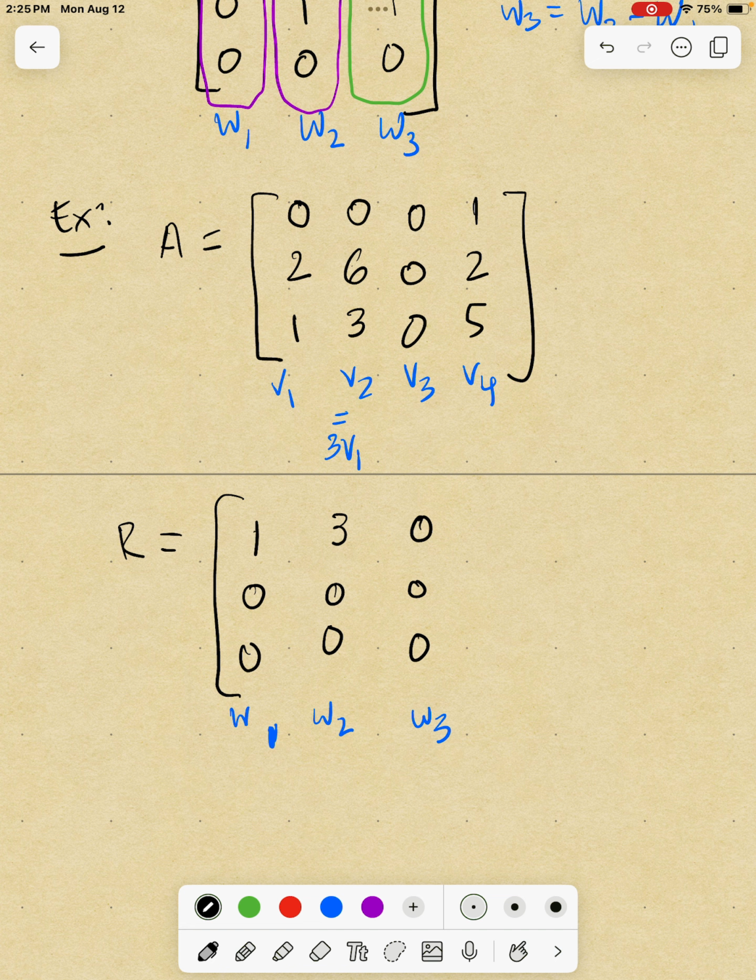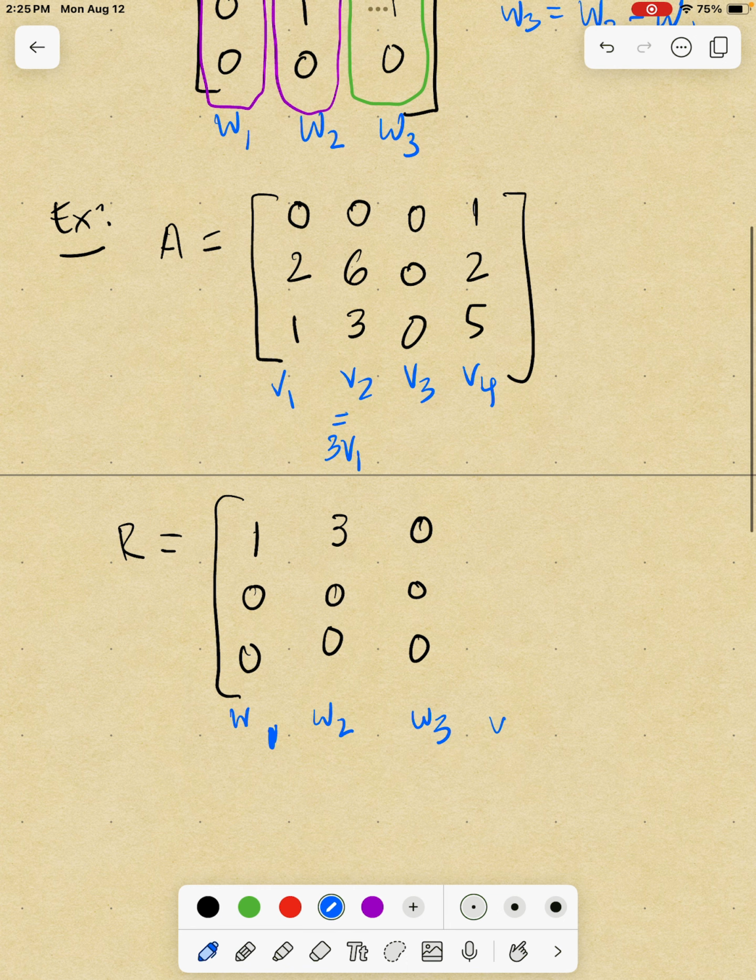Finally, V4 is independent of V1, V2, and V3. It's not a linear combination of V1, V2, and V3, because any linear combination of V1, V2, and V3 has to have 0 as the first component, and V4 doesn't. So V4 is independent of V1, V2, and V3, and similarly that must be true of W4.